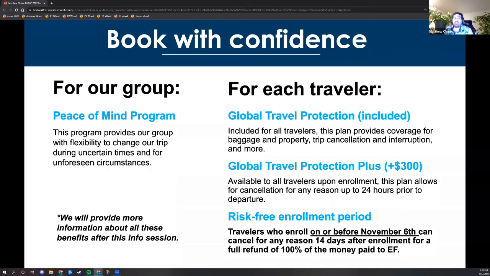For a small fee, you can also buy the higher level travel protection, which allows you to cancel for any reason up to 24 hours prior to departure. And what's really nice is that if you sign up in the next few days, you get 2 weeks to decide whether maybe you made a rash decision and this isn't for you. You would get a 100% total refund in those 14 days. So there are a few little protections there for you in planning the trip.